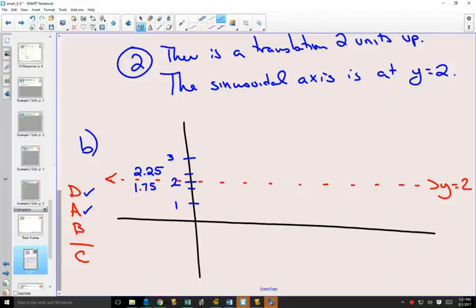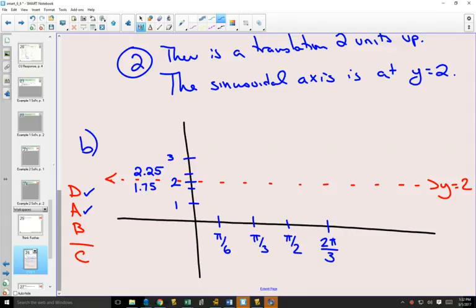Now we're going to use our B value to find our period and to split it into 4 equal sections. Since our B value was 3 and we know that our period is 2 pi over 3, I'm going to mark 2 pi over 3 on my graph, and I'm going to divide that into 4 equal sections. So half will be pi over 3, then pi over 6.